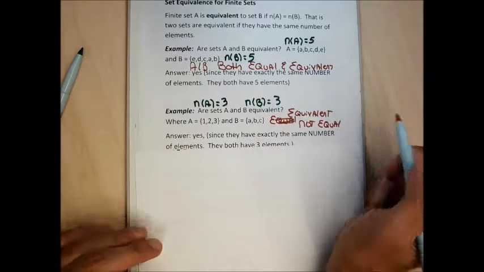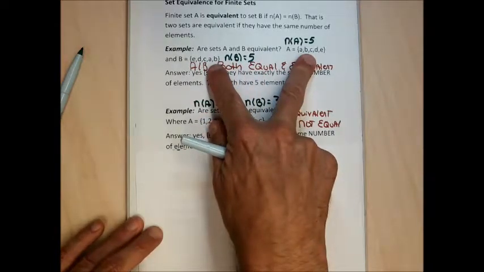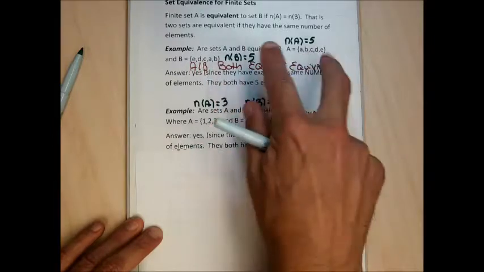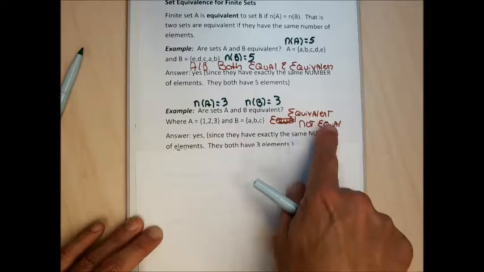So these are different concepts. Equal means you have exactly the same elements. It's a lot harder to be equal than it is to be equivalent. As a matter of fact, if you're equal, you're going to be equivalent. But you can be equivalent and not be equal.